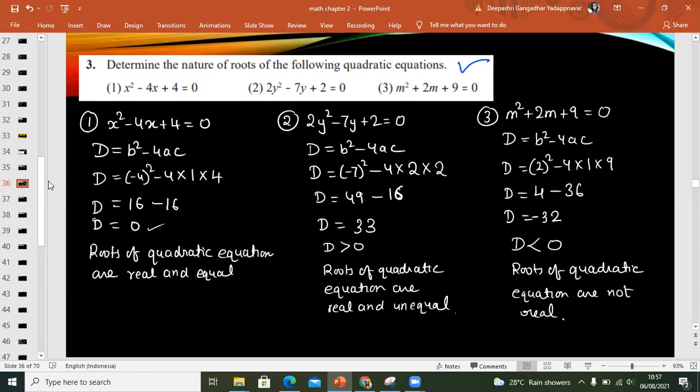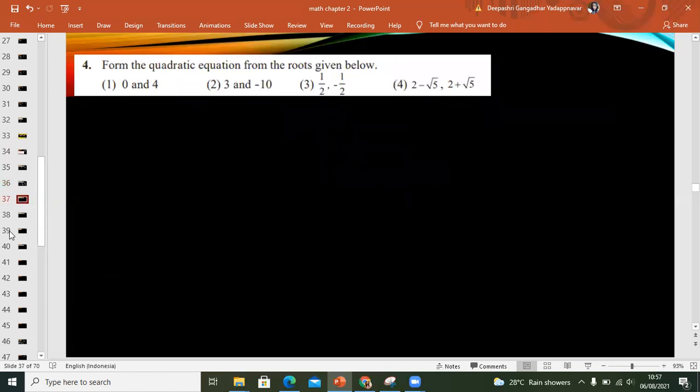So let's go to the next question now. Question 4. Form the quadratic equation from the roots given below. There are two roots given to you and we have to write the quadratic equation using this. In your previous class, in your previous standard, you have already studied the way how to solve this. I will use that method first to solve and then I will tell you the formula which is much easier to use. Okay, the first one, 0 and 14.